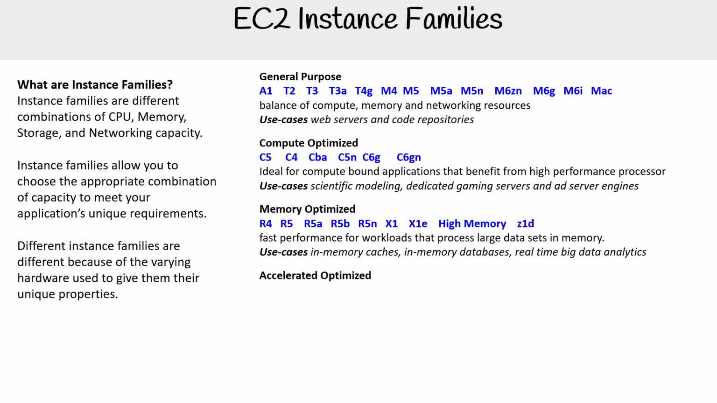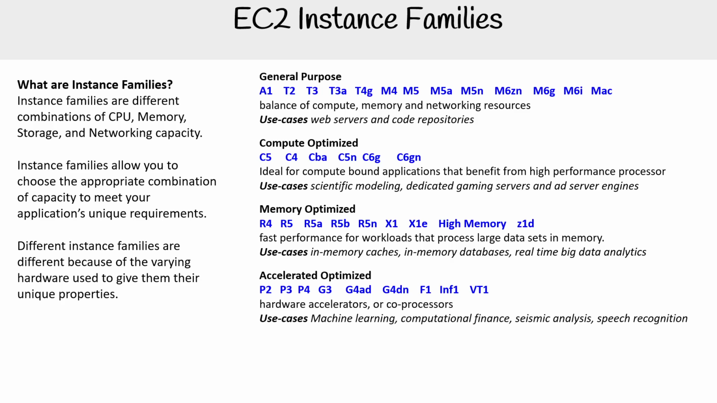We have the accelerated optimized, so this is your P line, your G line, your INF, that's for inference, and VT. This is for hardware accelerators or co-processors. So this is for machine learning, computational finance, seismic analysis, speech recognition. So imagine you have GPUs attached to it, I think.